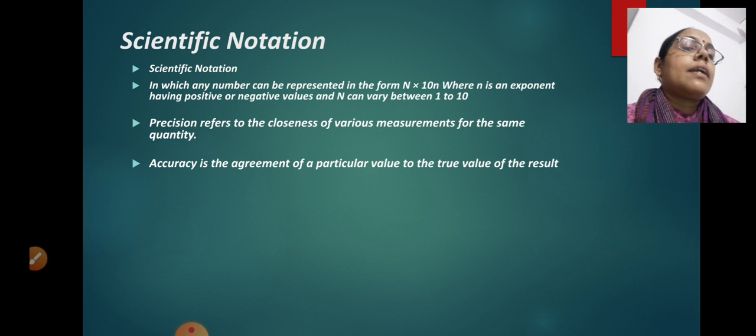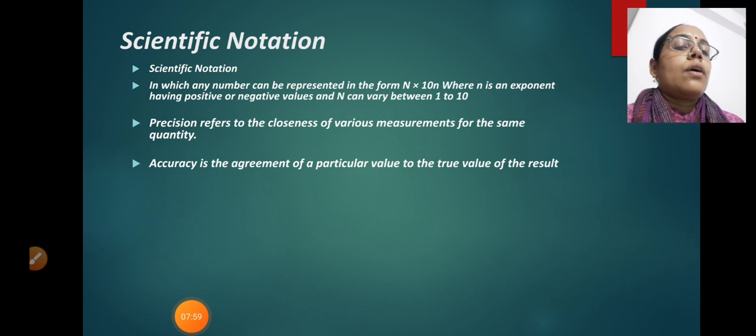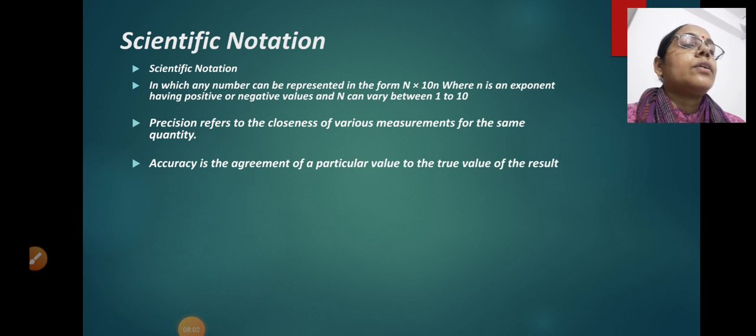So 3 very important terms we have just discussed here. The first one is scientific notation. Scientific notation means any number can be represented in the form of N into 10 to the power n, and this small n is the exponent, and its value can be positive also, and negative also, and the value of capital N varies between 1 to 10.